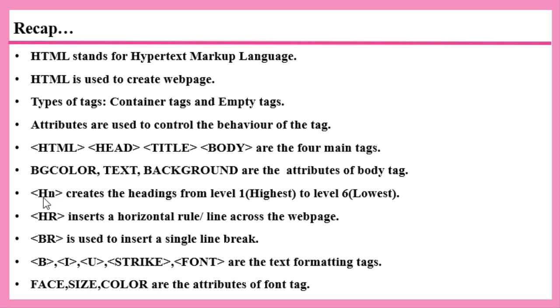And if you want to give different levels of heading, you can make use of the heading tag, that is the HN tag. In the place of N, you can give a number ranging from 1 to 6. So H1 is the highest level of heading and H6 is the lowest level of heading. If you want to insert a horizontal line, you can give the HR tag. If you want to insert a single line break, you can give the BR tag. If you want to apply the bold effect to the text, you can give the B tag. If you want to apply the italicized effect, you can give the I tag. If you want to underline the text, you can give the U tag. If you want to strike out any text, you can give the strike tag.